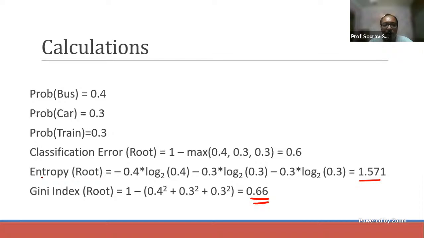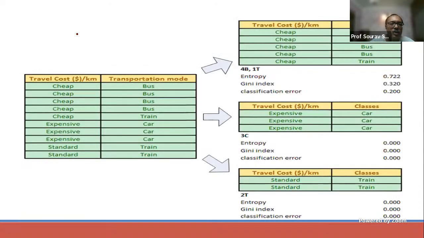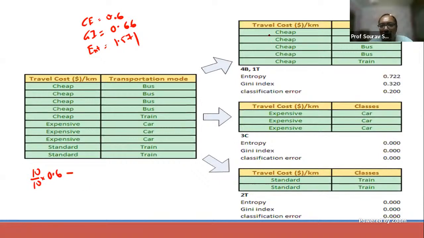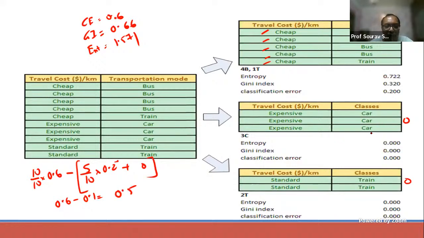So let's come here. If you remember, classification error is 0.6, Gini index 0.66, and entropy is 1.571. Now the reduction in classification error: I had 10 records, so 10 by 10 into 0.6 was the root node, minus, here only 5 records I have. So 5 of 10 into the value, which was 0.2, plus this one is 0, this one is also 0. So 5 by 10 is half, half into 0.2 is 0.1, and here 10 by 10 is 1, so 1 into 0.6 is 0.6. So 0.6 minus 0.1 is equal to 0.5. And that's the value which we have in the next slide.